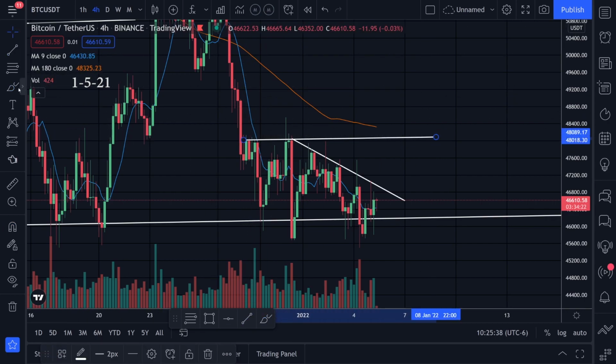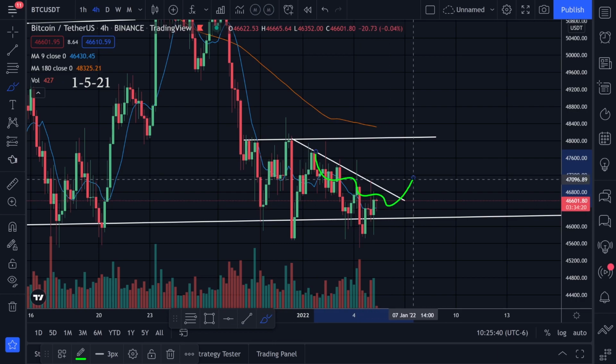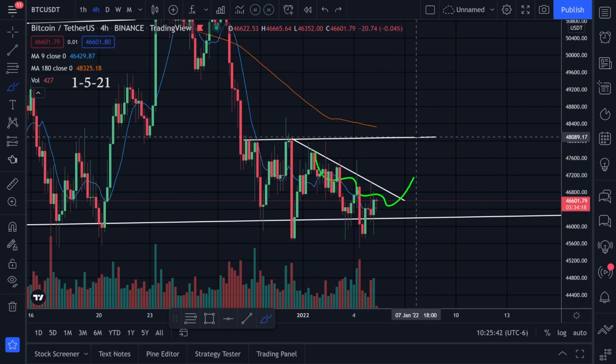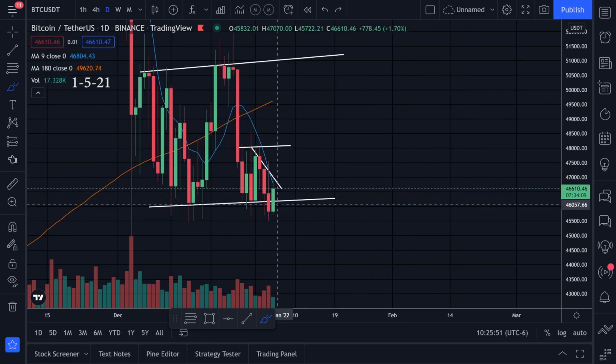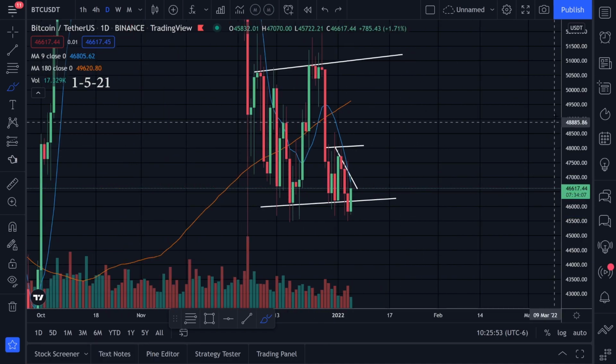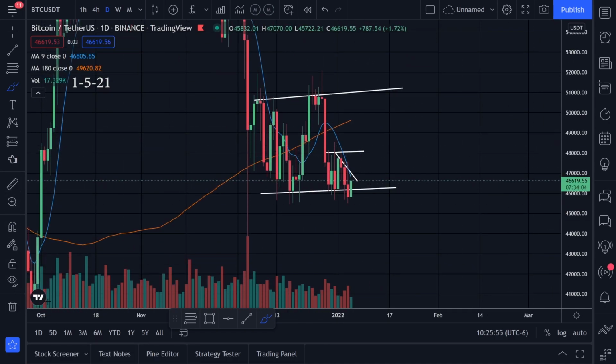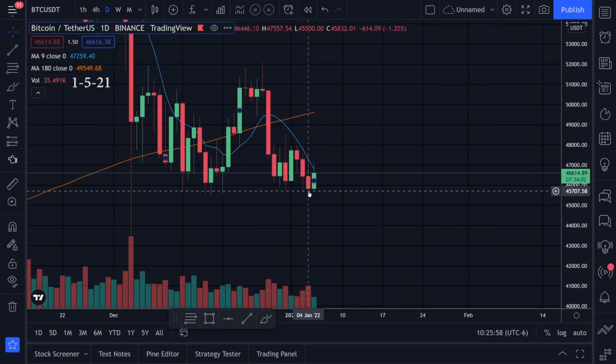And I think if we break this trend line going to the upside, then we can maybe target this level at around 48,000. Like I said though, I don't really like the way we broke that trend line on the daily time frame, but if we delete everything on the daily time frame, this is another thing we've been watching.